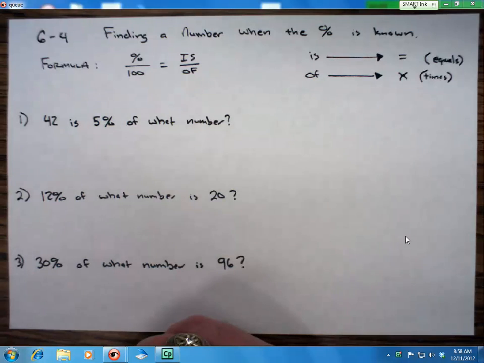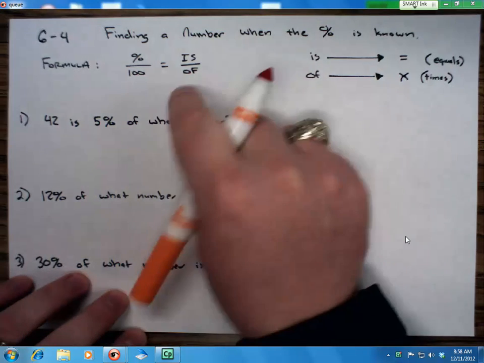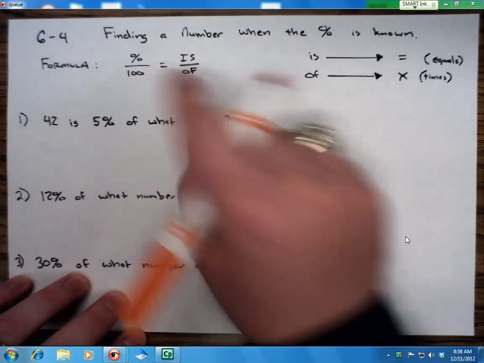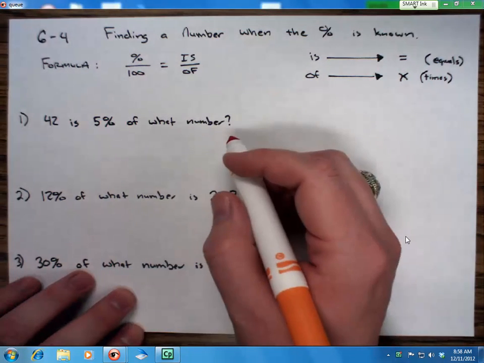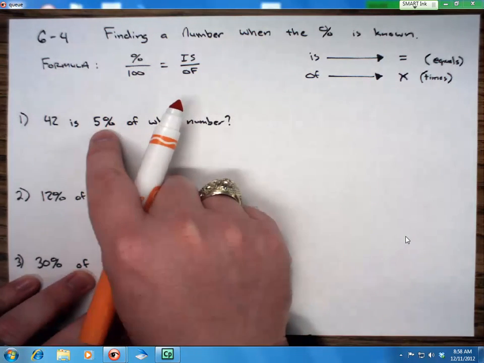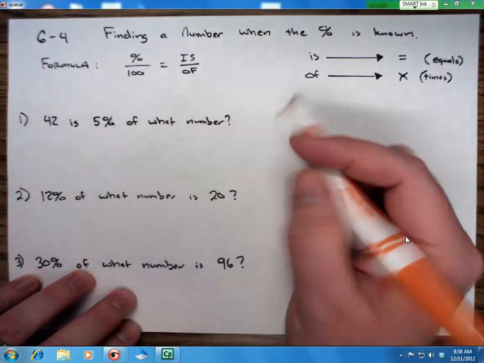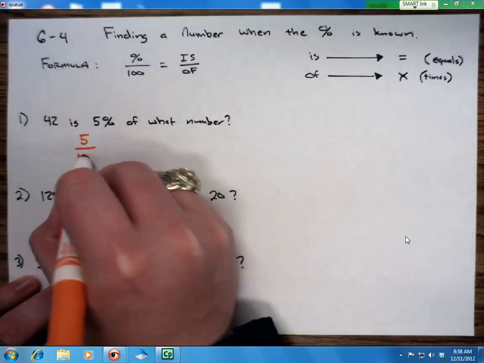Okay, the first way I'm going to show you is the same thing that we did yesterday. Let's take a look at number 1. Remember, we're going to put our is over our of and our percent over 100, and then we're going to use a proportion method to solve these. Well, the percent is always easy to pick out because it has a percent next to the number. So we're going to have 5 over 100.